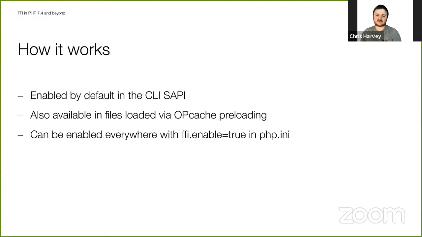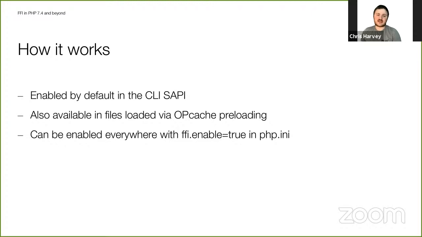This is kind of a security feature because the C APIs are quite powerful and give you pretty much raw access to the hardware, which is why they have to be in preloaded files. So if your application was to be compromised or anything like that, it's unlikely that they'll be able to inject raw C code into your preloaded files. You can also enable it everywhere.